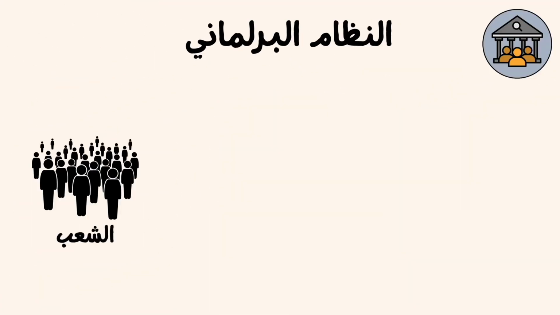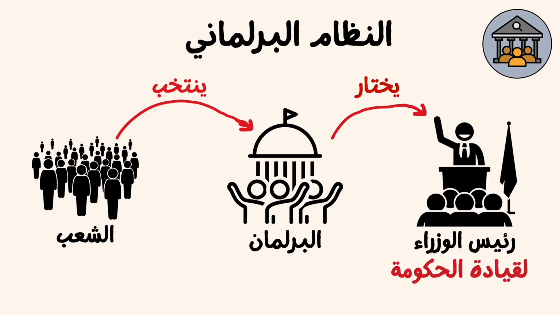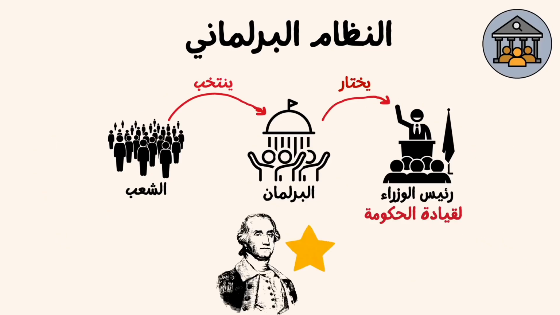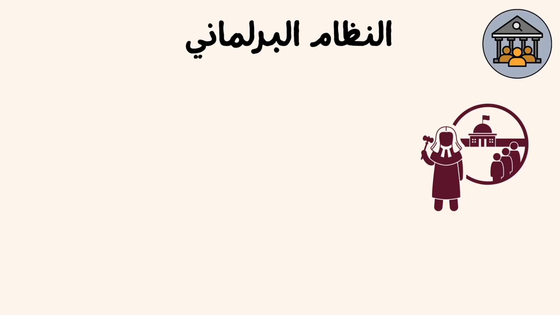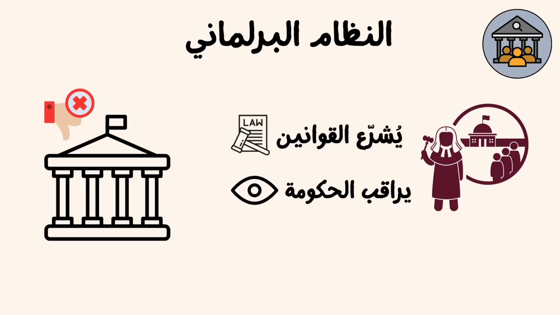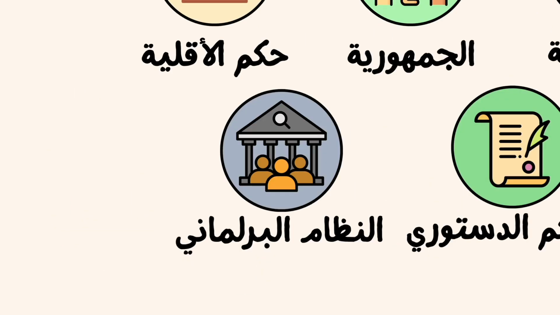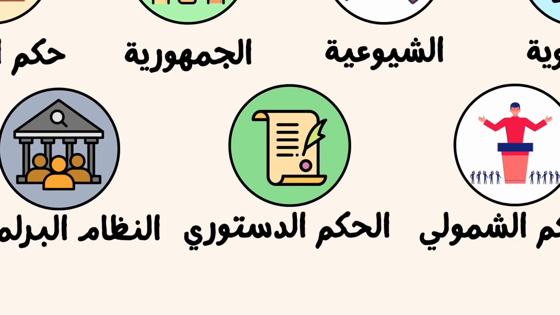In the parliamentary system, the people elect the parliament, and the parliament chooses the prime minister to lead the government. The president, if present, plays a symbolic role only. The parliament legislates laws, supervises the government, and can withdraw confidence from it and replace it if it fails. Japan operates under a parliamentary system.